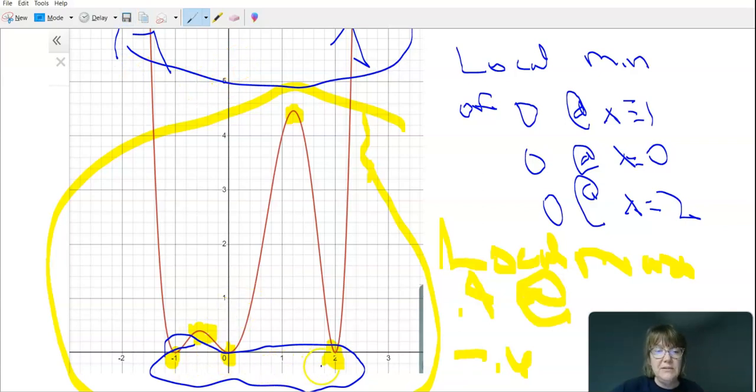So there's local mins right here. There's local maxes right there. These are the local maxes. Absolute mins, yep, doesn't get smaller than these. So these 3 points are all absolute mins.